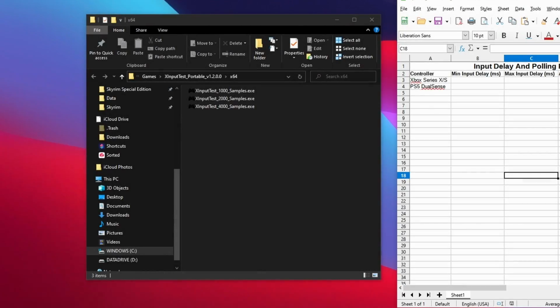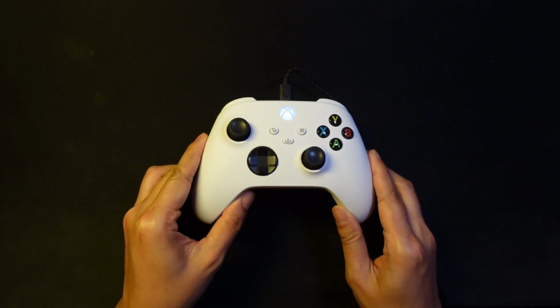Well, fortunately for us, we have a utility here called XInputTest that does just that. Not only does this utility tell us the input delay, but also the polling rate on the controller as well. Without further ado, let's get to the testing. We're gonna do the Xbox controller first.